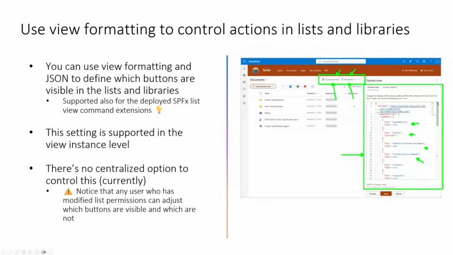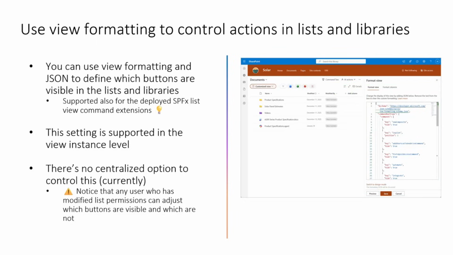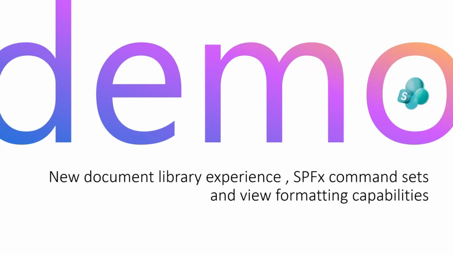Now, there is, however, no centralized option to do this. What we mean with that is that with SPFx, you can push commands to every single document library, but the view formatting in JSON is basically a view-by-view list definition. So you can only configure those one by one. You cannot say every single view within the document library across my tenant, in all of these site collections, should have only these buttons. There's no centralized configuration for that, at least for now. There might be in the future. Who knows, if that is something, a feedback we're getting or the feature crew is getting.